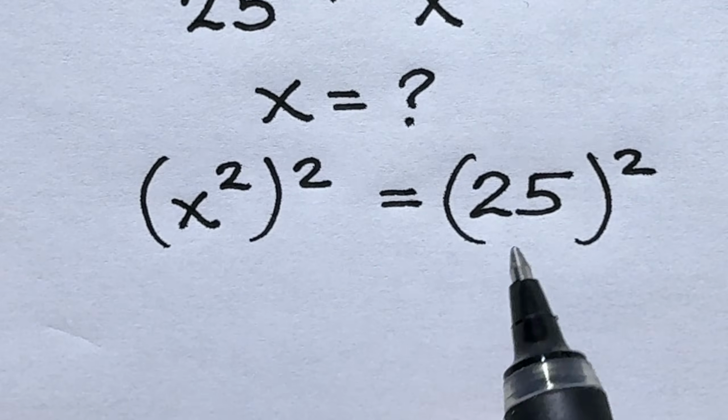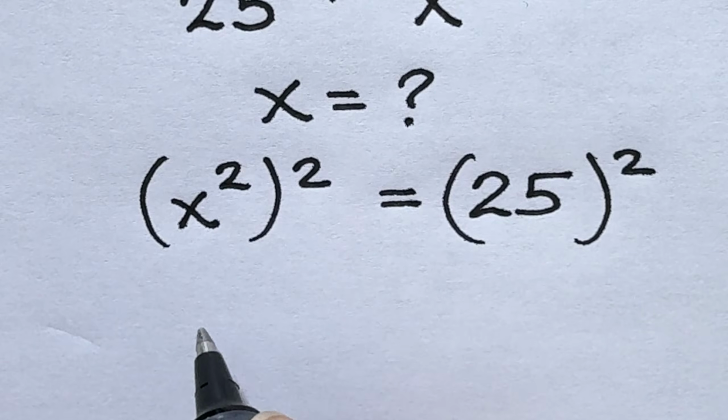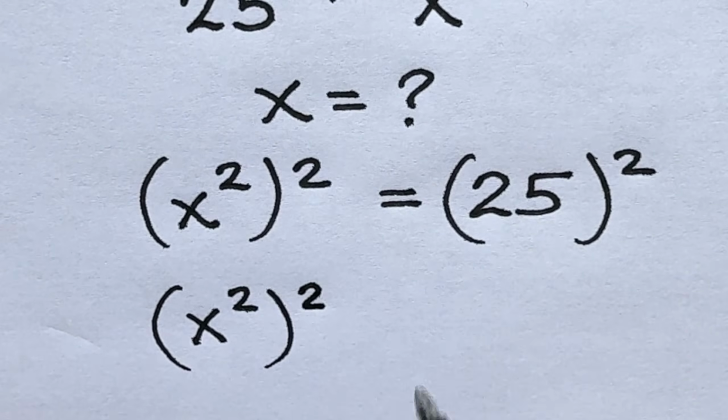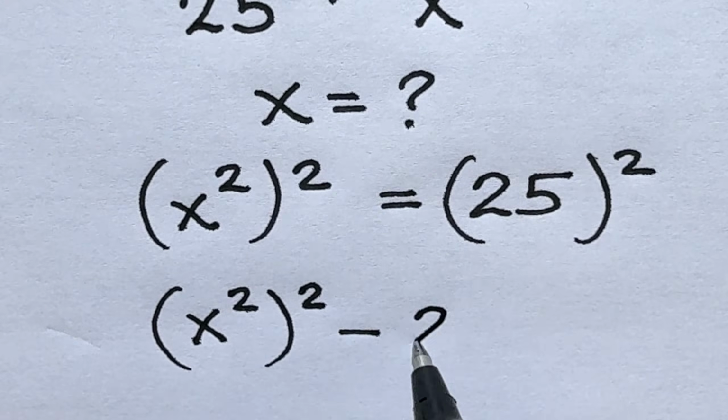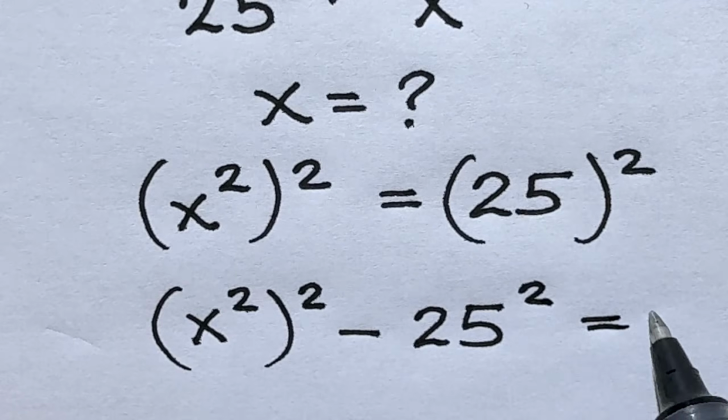Then I'm going to transfer all of this to the left hand side so that I have x raised to power 2 raised to power 2 minus 25 raised to power 2 is equal to 0.